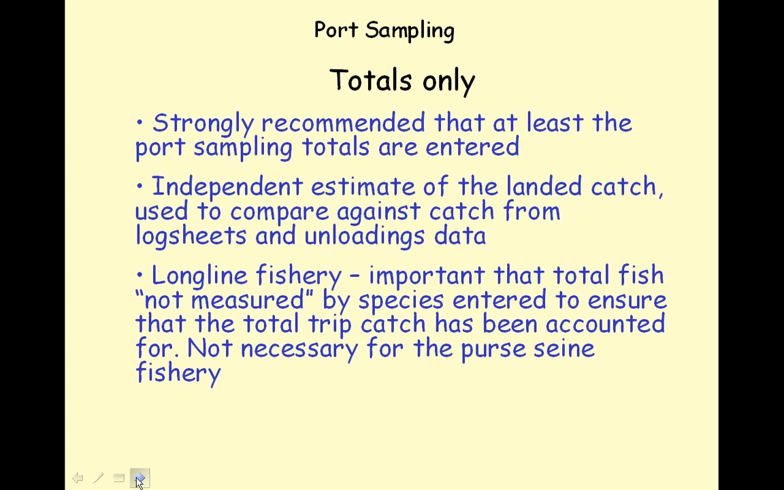If the decision is made that it is not necessary to enter the full port sampling data, then it is strongly recommended that at least the port sampling totals are entered. This is an independent estimate of the landed catch that is used to compare against trip catch from log sheets and unloadings data. It is important to note that for the longline fishery, the total fish not measured by species must be entered to ensure that the total trip catch has been accounted for. This is not necessary for the purse seine fishery.